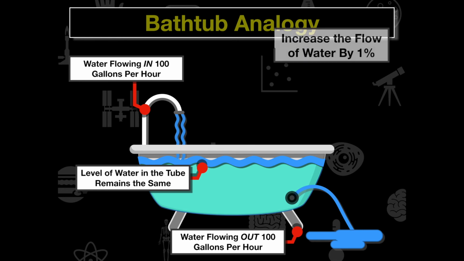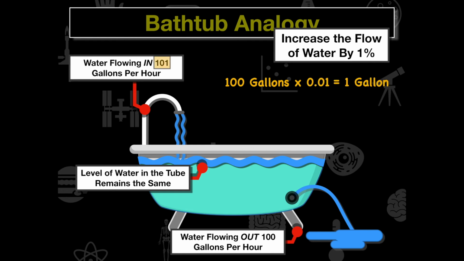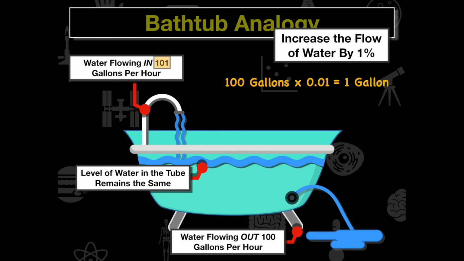However, if I were to increase the flow of the water by just 1%, so if we take 1% of 100 gallons, multiply it by 0.01, that's equal to 1 gallon. So now I allow for 101 gallons per hour to flow in. What we're going to see is slowly over time, since we're only losing 100 gallons per hour, the bathtub is going to overflow. So an increase of just 1% is going to drastically cause change over time for the water level of this bathtub.